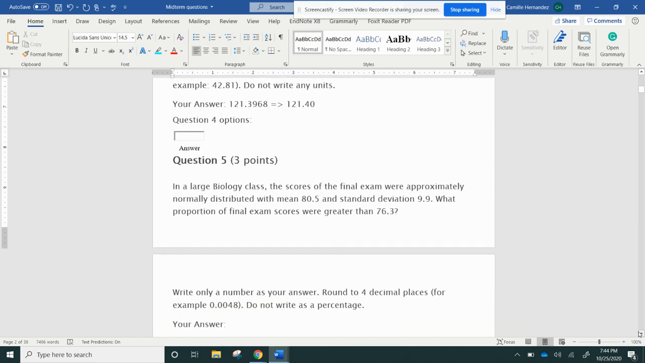So here's another one. In a large biology class, the scores of the final exam were approximately normally distributed. Okay, again, got normally distributed with a mean of 80.5 and a standard deviation of 9.9. Okay. What proportion of the final exam scores were greater than, okay, for this, remember, I'm going to do it a different color just so I know, greater than 76.3. All right.